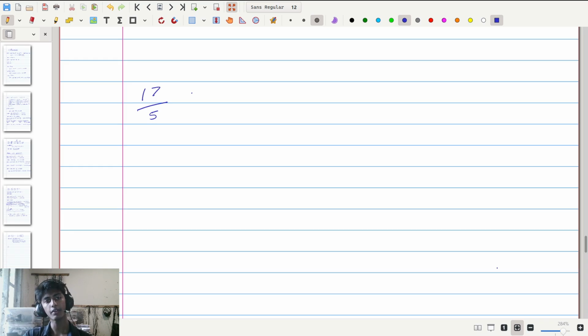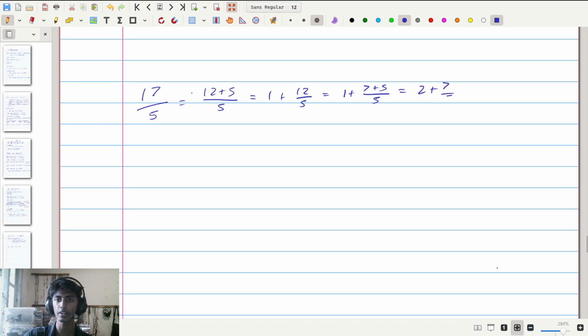Does 17 contain 5s? 17 does contain a 5. It contains one 5. It is 12 plus 5 divided by 5. I can take that 5 out and write 1 plus 12 divided by 5. Does 12 contain any more 5s? It does. It contains another 5. So I can write this as 1 plus 7 plus 5 divided by 5. Now I can remove that out and say that this is 2 plus 7 divided by 5.